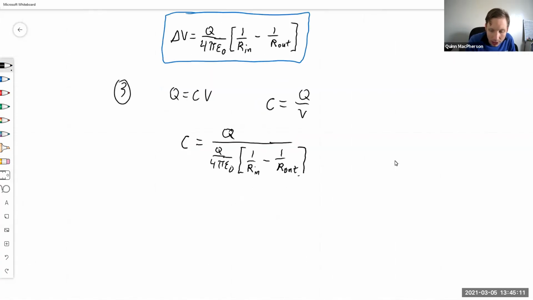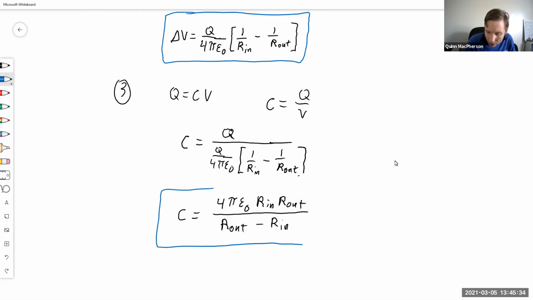We can do some algebra to that, simplify it. We get C is equal to 4 pi epsilon naught R in R out over R out minus R in. And that is the capacitance of a spherical capacitor. And that completes this problem.